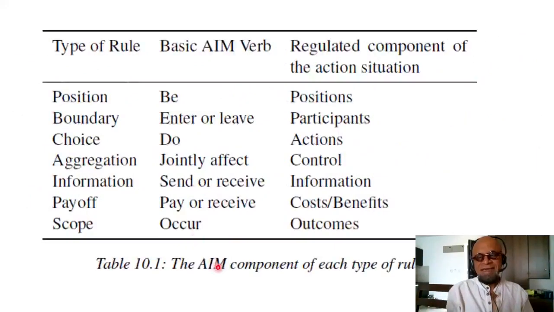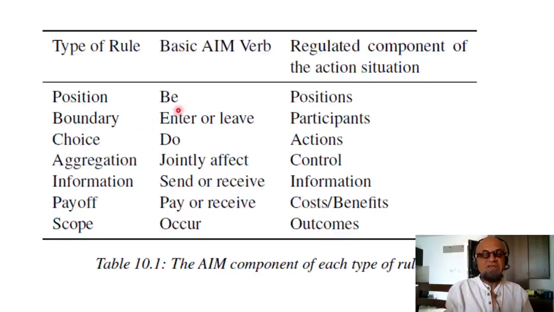So let's look at the aim component of each type of rule. We're just adding a tiny bit of details on the semantics of what we are saying. So let's put these 7 again together. Type of rule, basic aim, verb. How is it that your rule defines your action? So verb is the action, right? Regulated component of the action situation, because everything has to fit in the action situation and be linked to outcomes and meet the scope of the outcome that is defined by someone, let's say.